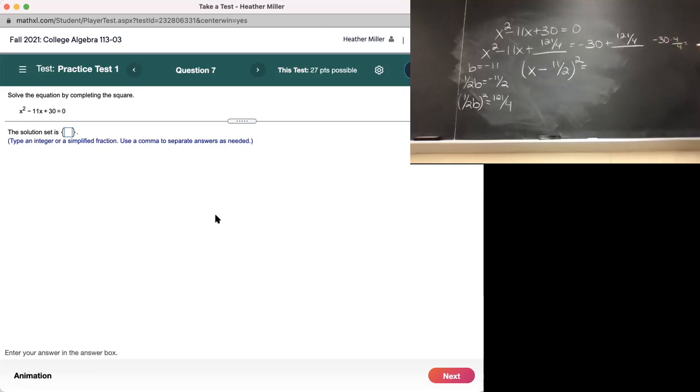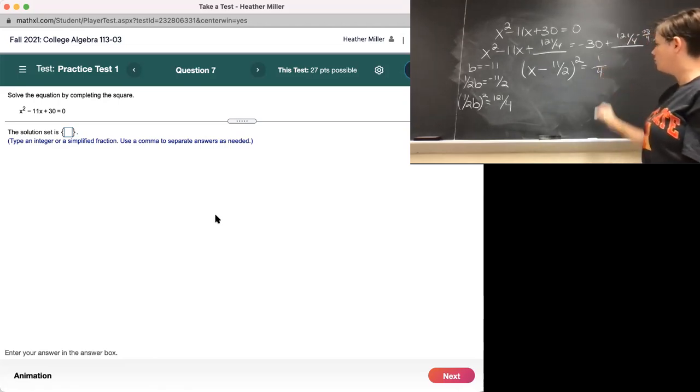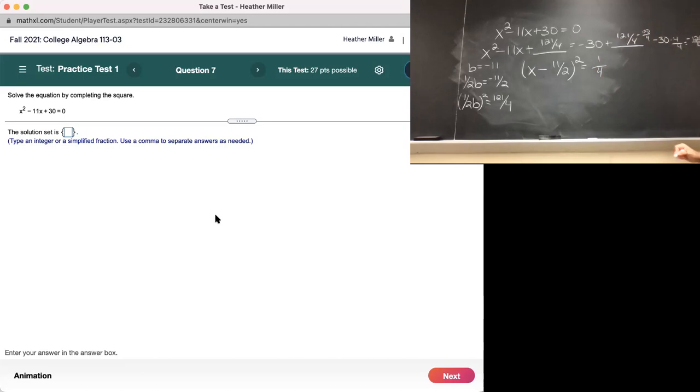So -30 times 4 is -120 all over 4. So we're taking 121 over 4 minus 120 over 4, which is leaving us with 1/4. So the numbers really aren't as bad as they look in the beginning.